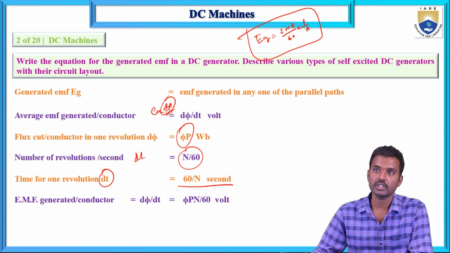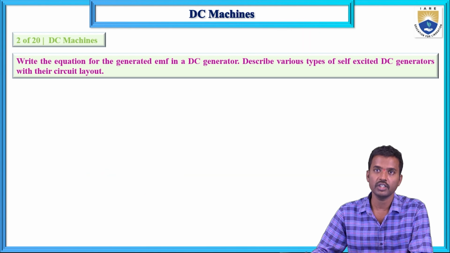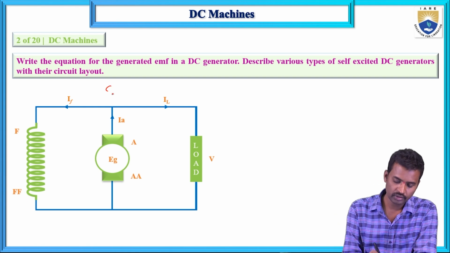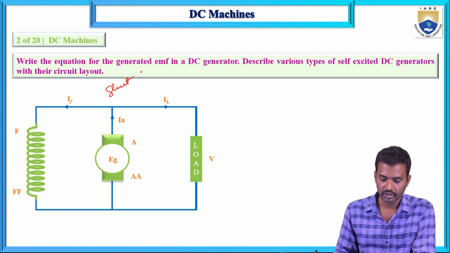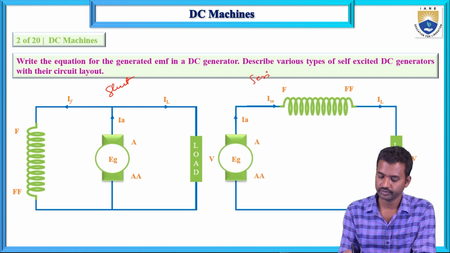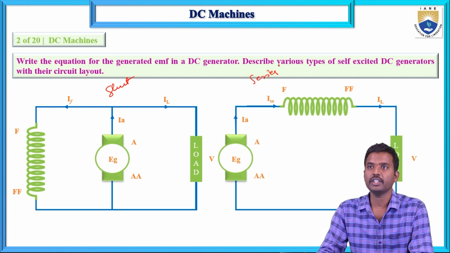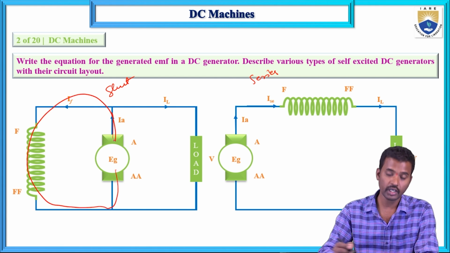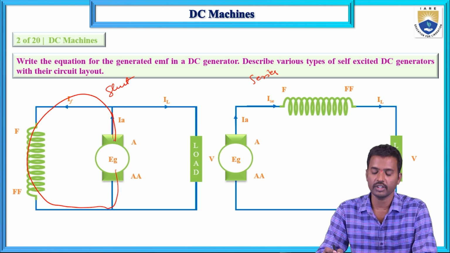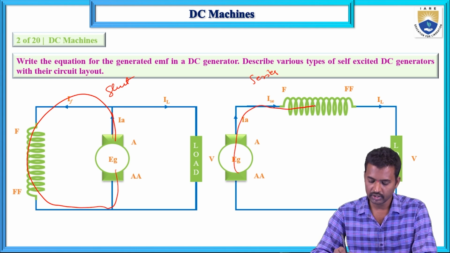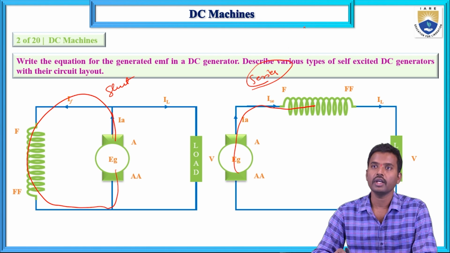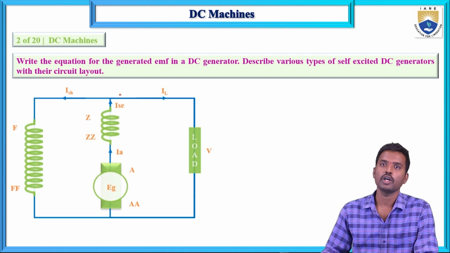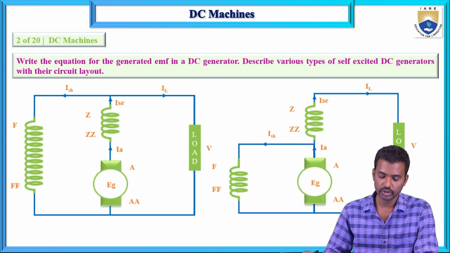Now, describe the various types of self-excited DC generators. This is the shunt generator, and this is the series generator. If there is a connection between the armature winding and the field winding, it is self-excited; if there is no connection, it is a separately excited DC generator. Here they are connected in series, so this is the series generator, this one is the shunt generator, and next is the compound generator. This one is also a compound generator.